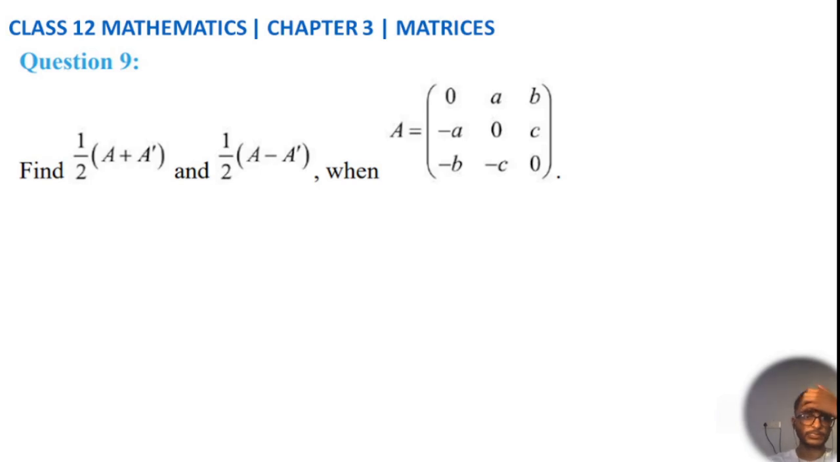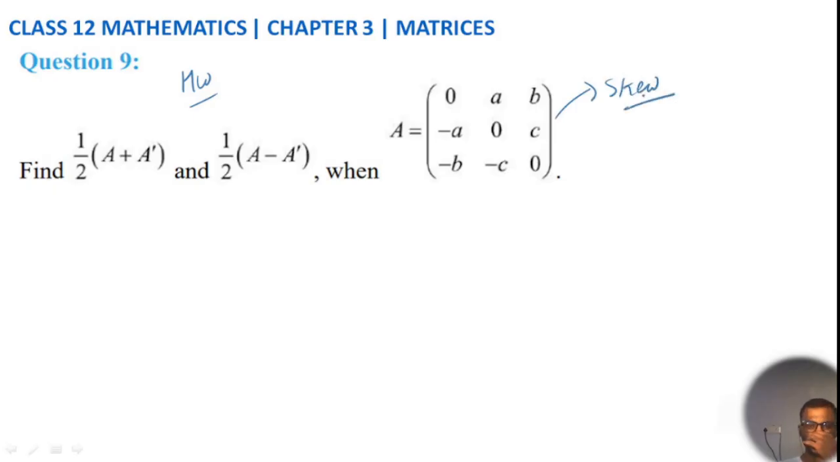Okay, so next question is, find 1/2 of A plus A transpose and 1/2 of A minus A transpose. This question is your homework. You have to do nothing. You are given with A, you find A transpose. Maybe it will be, yeah, so this matrix is skew symmetric.